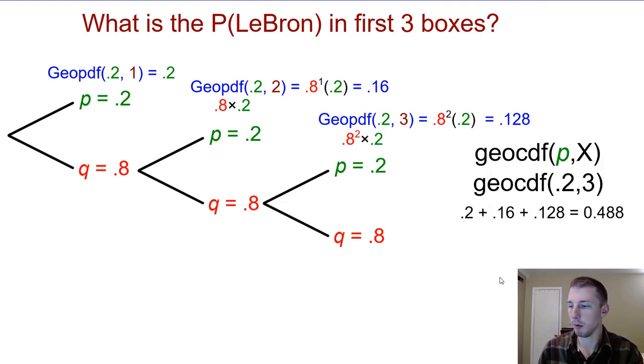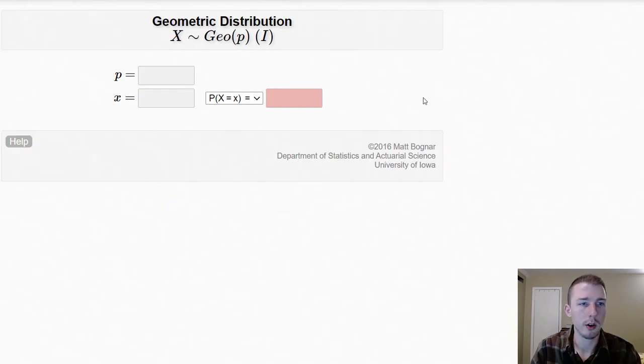Let me go ahead and bring up, if you look on the homework, I gave you a link for the geometric distribution. It's an applet. It's really, really nice. I'm going to go ahead and pull it up. All right, so here's our applet. I'll give you guys the link for it. You can also just Google search geometric distribution applet, and it'll be the first one that comes up.